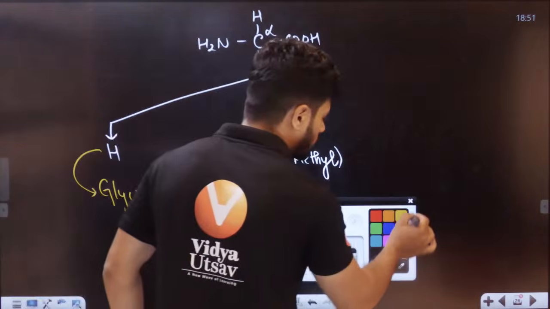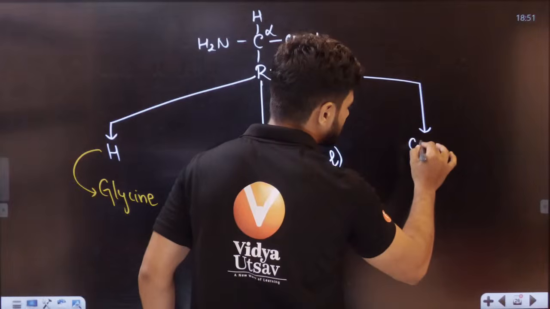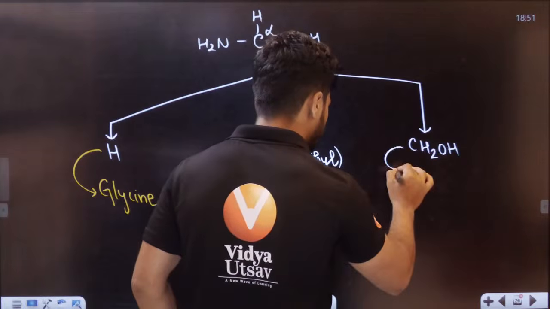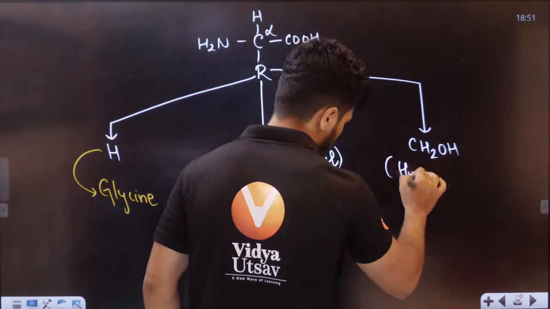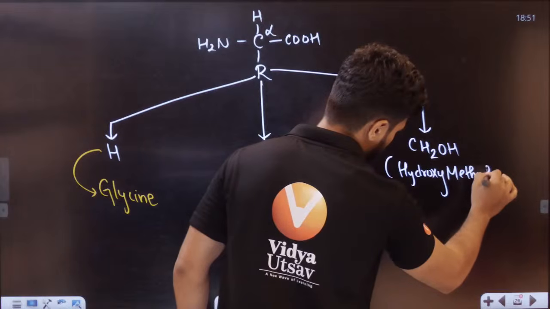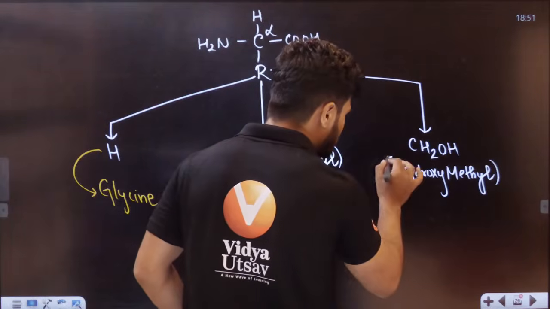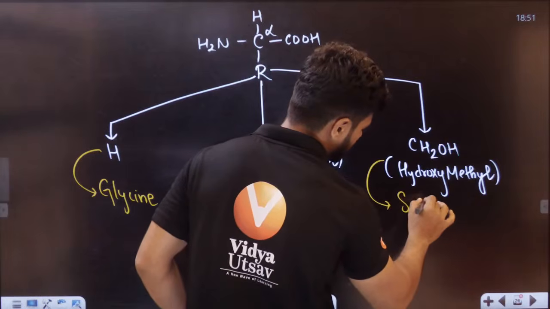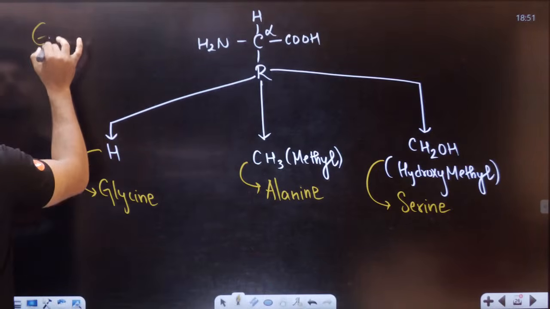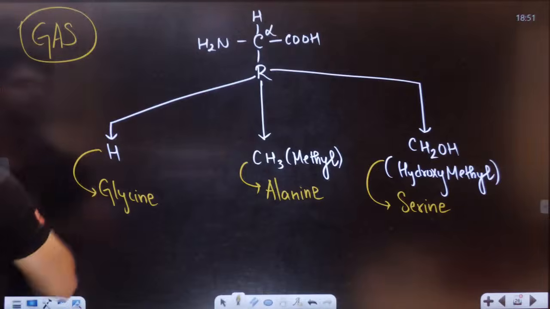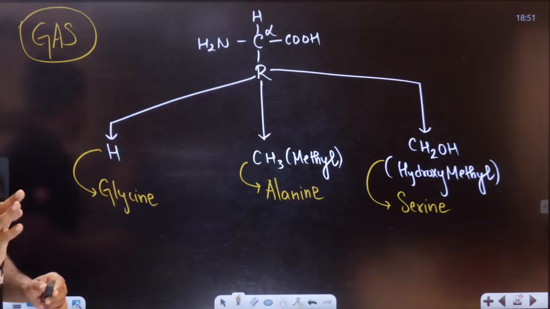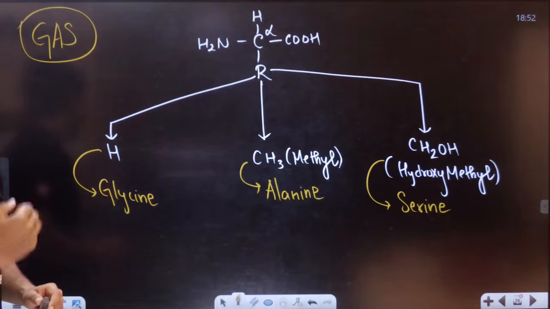Okay. Now, let's say this R is going to be CH2OH. Students, what is CH2OH in the chat, all of you? CH2OH is hydroxymethyl. Okay. In that case, this amino acid is going to be serine. So that is glycine, alanine, serine. Glycine, alanine, and serine, students. 3 different things here. Okay.